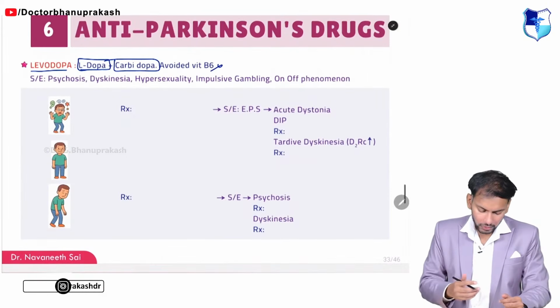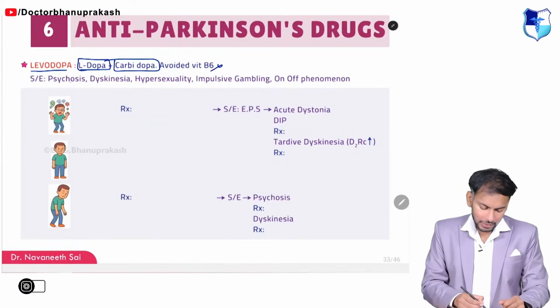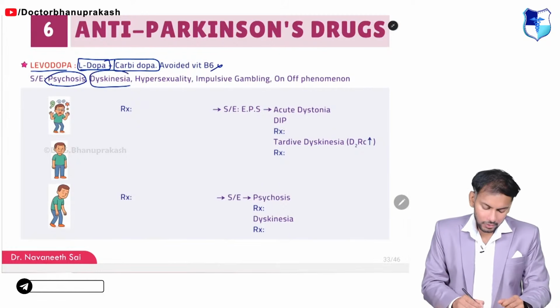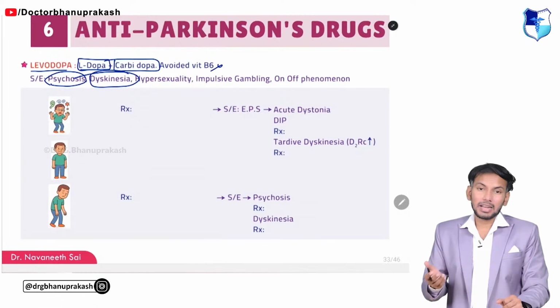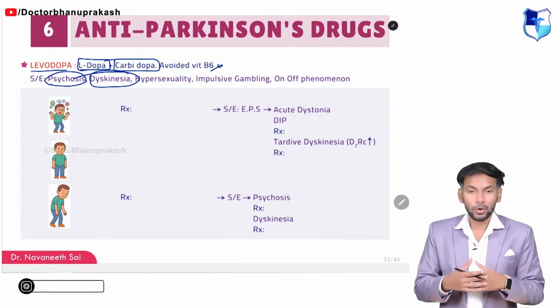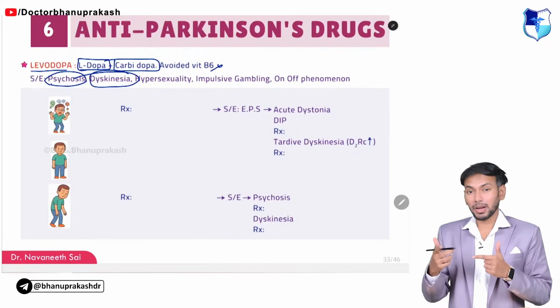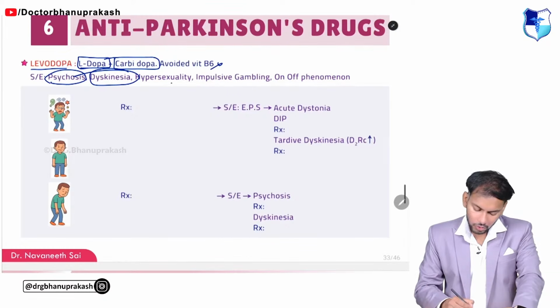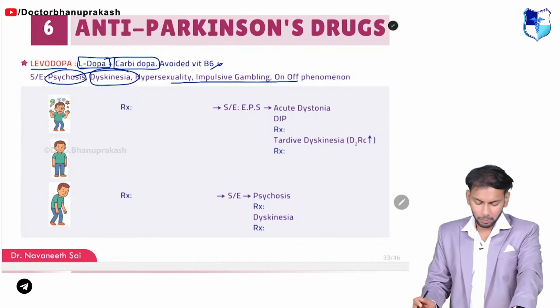Got it? Now, what are the side effects? Because you're increasing dopamine, increased dopamine can cause psychosis. Increased dopamine can cause dyskinesia. This is what I told you in the side effects of antipsychotics, if you remember. Tardive dyskinesia is happening because of D2 receptor upregulation. Yes, and it can also cause hypersexuality, impulsive gambling and on and off phenomenon. That is what is important.